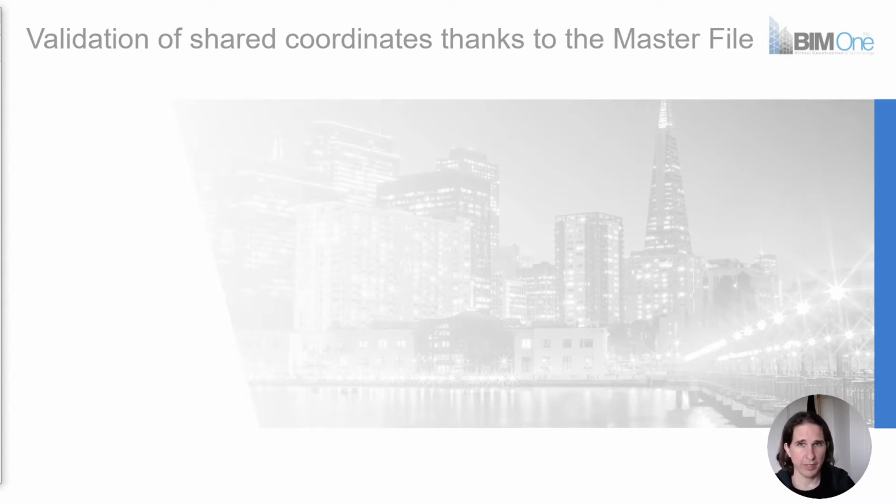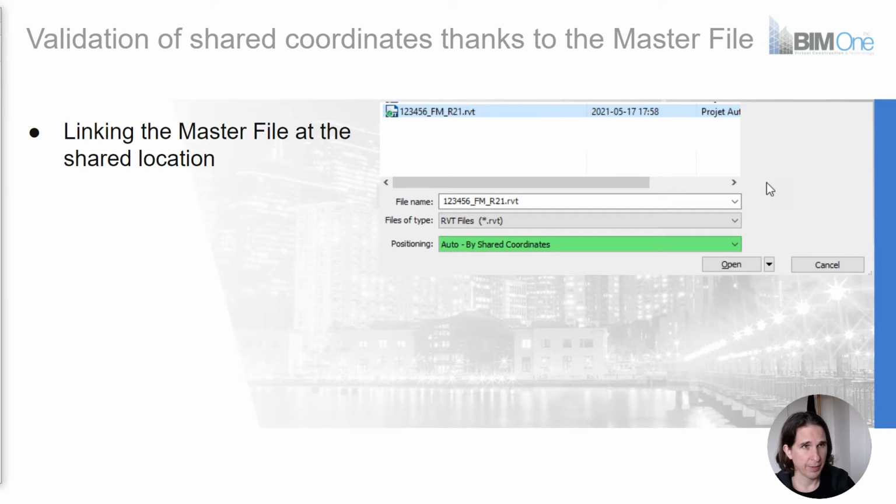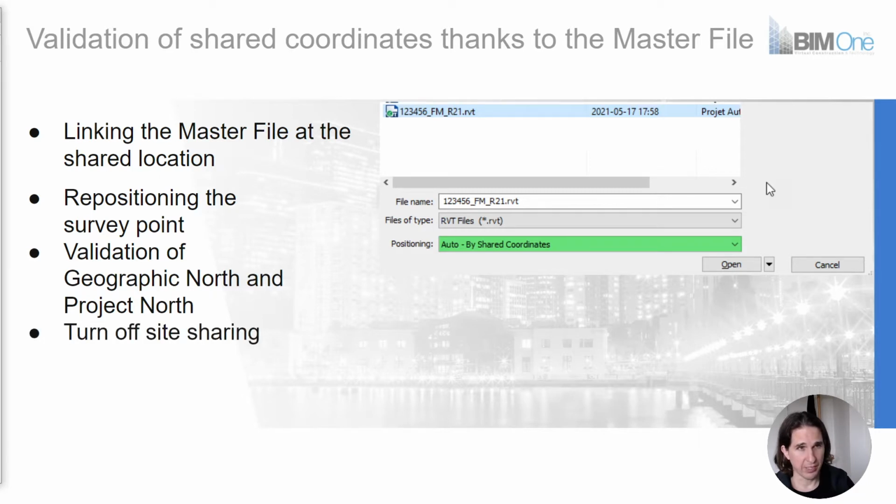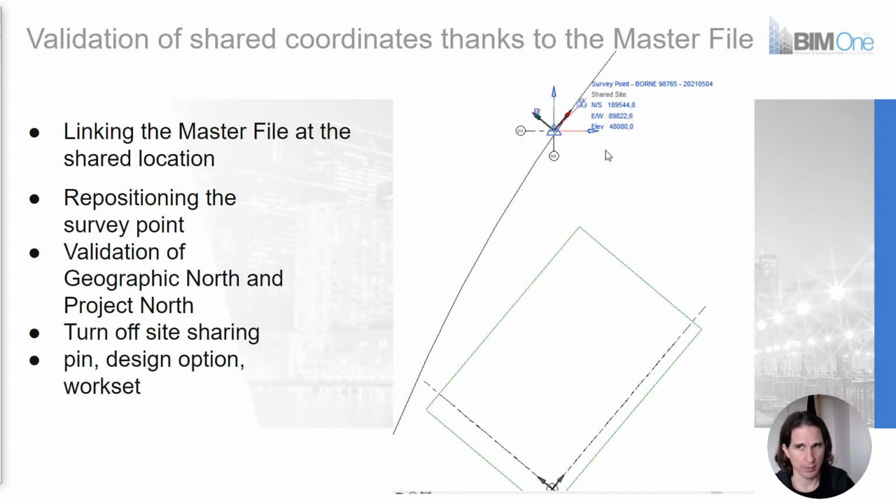You would want to validate the shared coordinates thanks to the master file. So in order to do that, you need to link the master file at the shared location and reposition the survey point to check its coordinates as well. And it's always better to have unclipped the survey point, like I said before proceeding to geo-referencing, so that it stays in a location that is within view. You will need to validate the geographic north and the project north, turn off the site sharing after that, and then pin, design option, work set, and then I guess you get the drill.